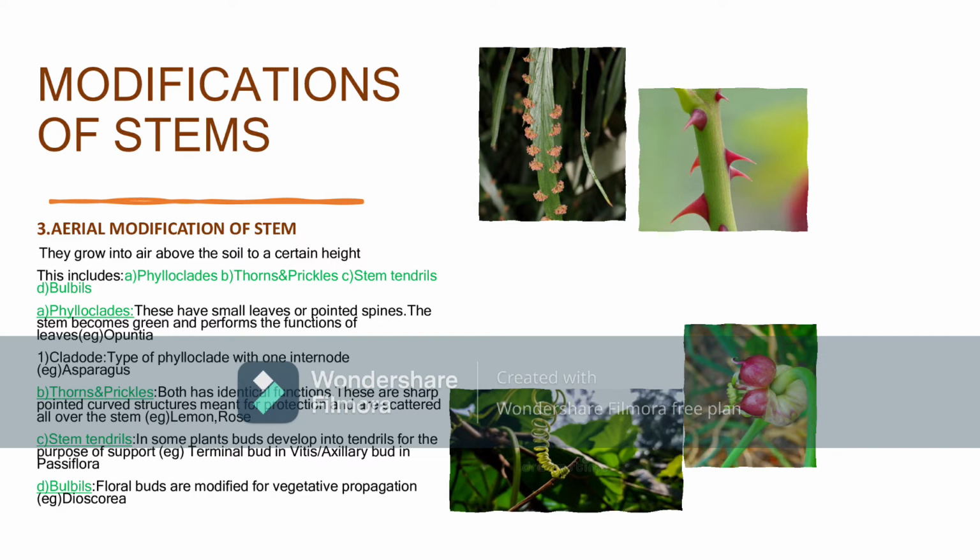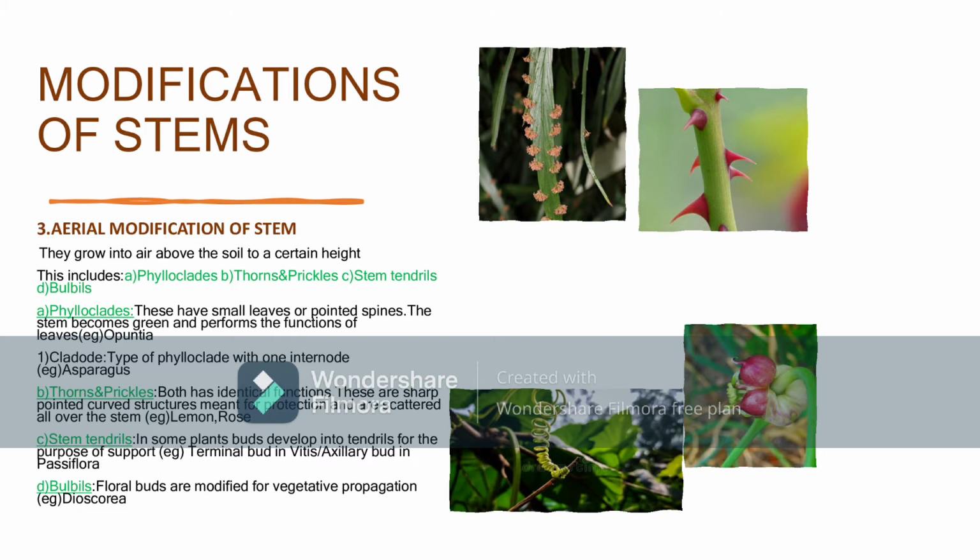They grow into the air above the soil to a certain height. This includes phylloclades, thorns and prickles, stem tendrils and bulbils. First let us see about phylloclades. They have small leaves or pointed spines. The stem becomes green and performs the function of leaves. Example desert plants like Opuntia. Cladode. A type of phylloclade with one internode. Example asparagus. Thorns and prickles. Both have identical functions.